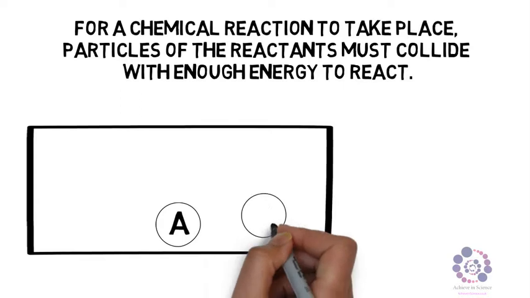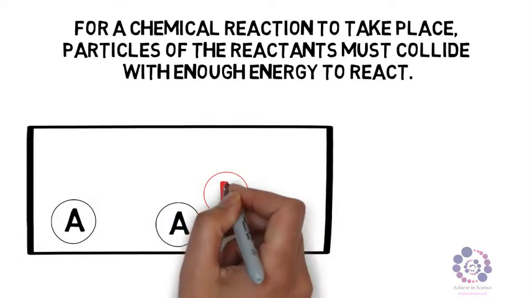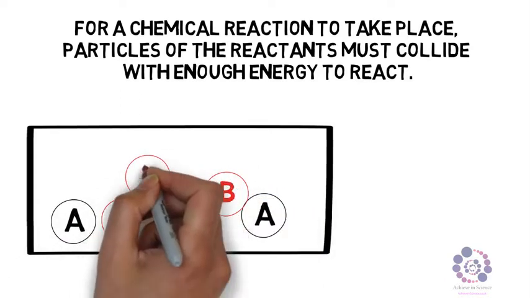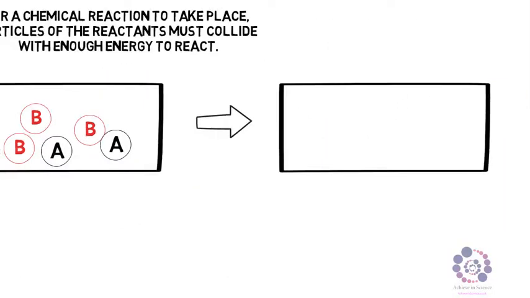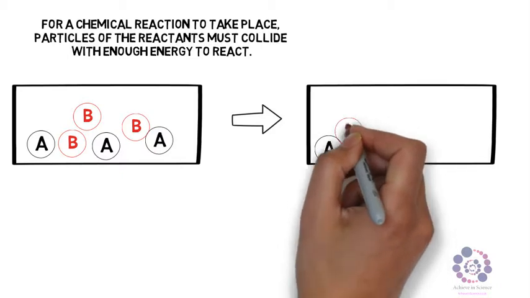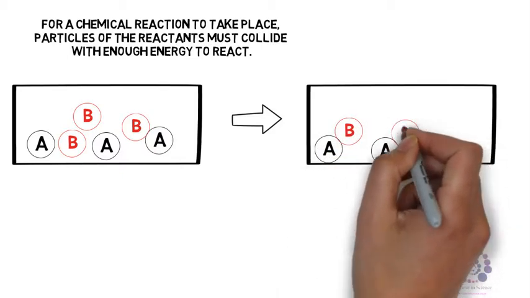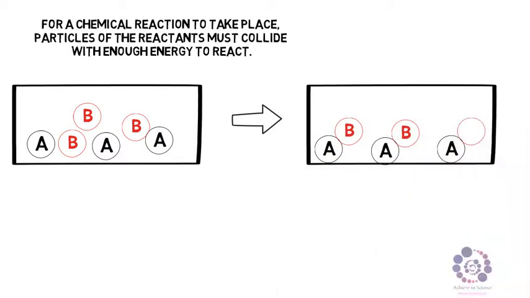If we use particles A and B and see how these react, A and B represent elements. These particles are then going to react together to form a compound made up of A and B. So what happens then as temperature changes?